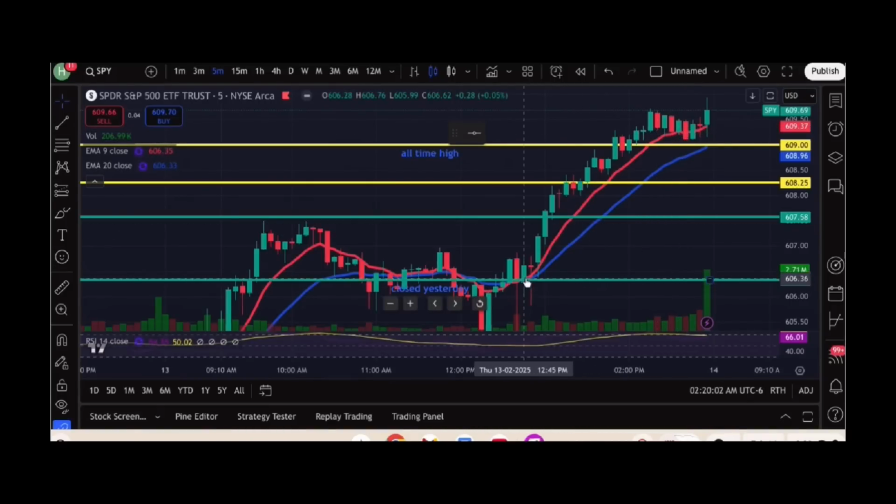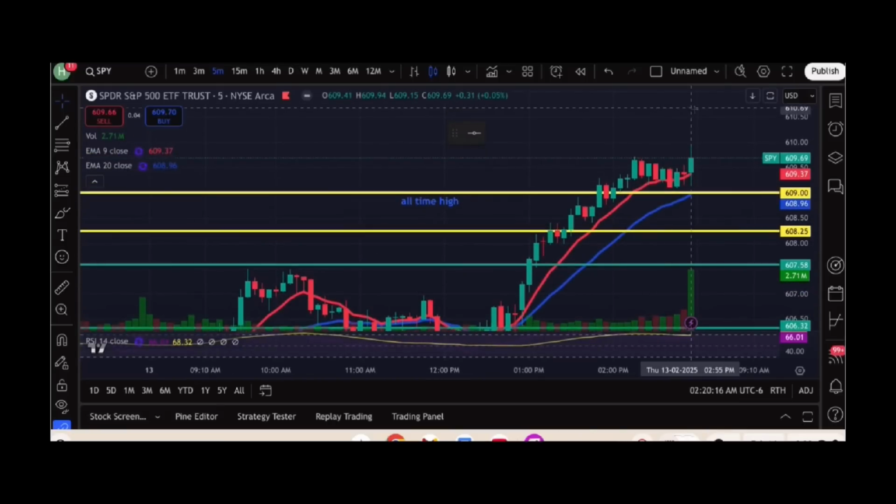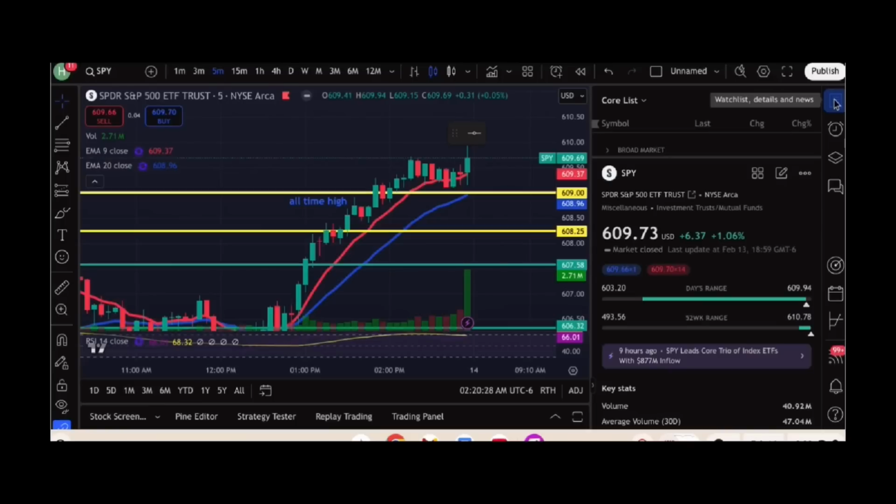So we see that SPY went all the way up. It's mostly like an all-time high. Okay, it's like an all-time high. And so we see that it went all the way up. Let me put my pointer to 609.69. And let me see if I can look. Okay, yep, 609.73. It's showing that it closed at 609.73.